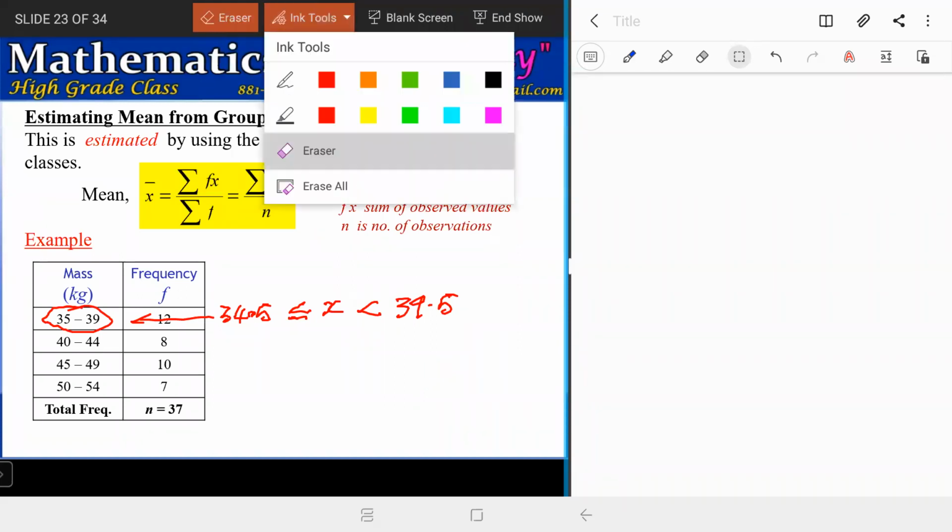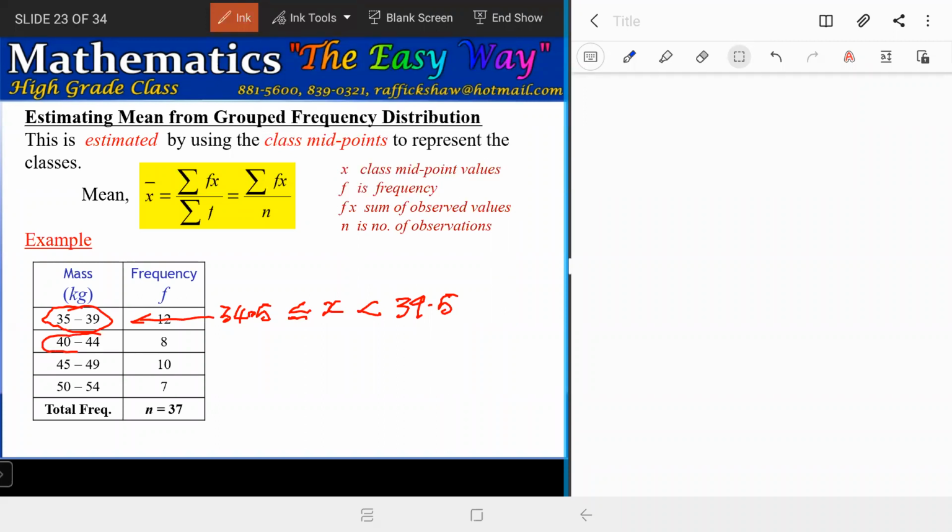That's why the second group will take values from 39.5, less than or equal to x, but less than 44.5. So any value from 39.5 all the way up to less than 44.5 can fit into that second group. But understand that? Yes, sir. Good. And if you notice, that is why the groups share the same boundary.